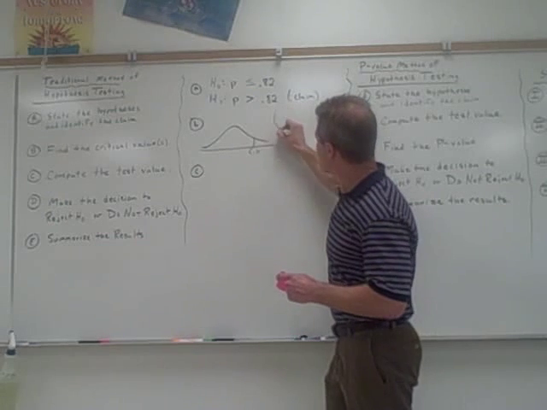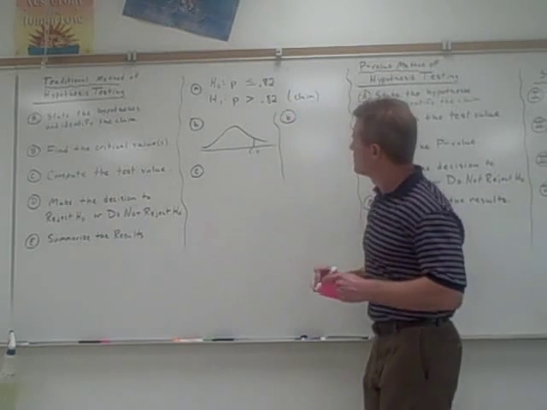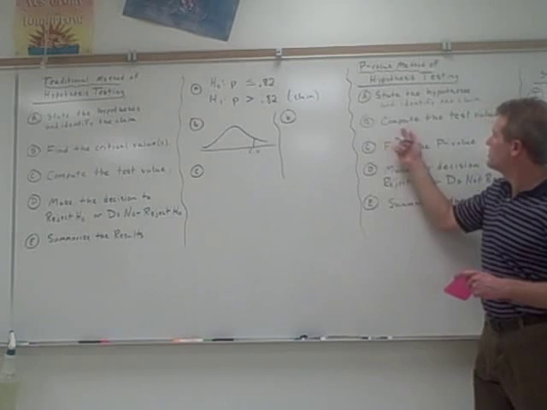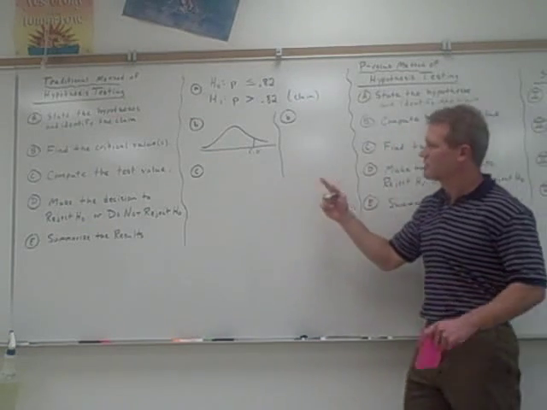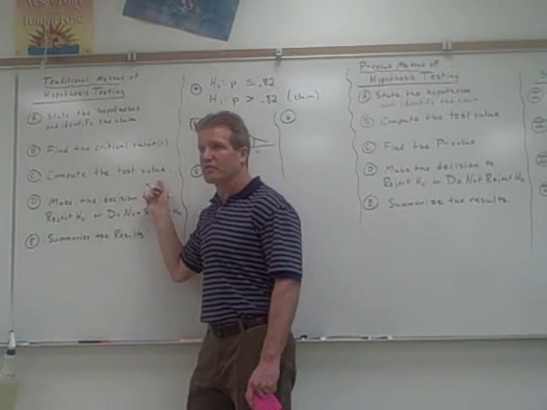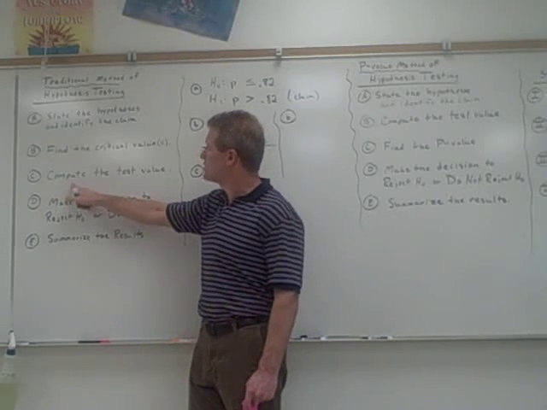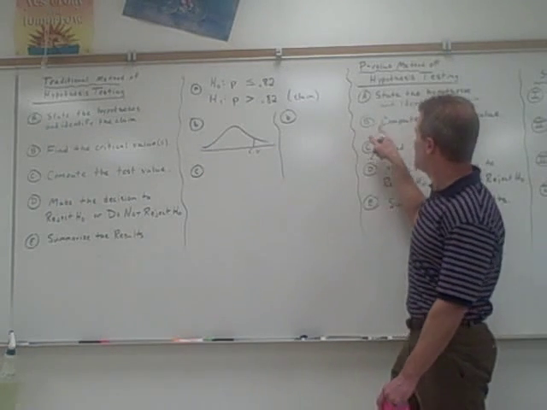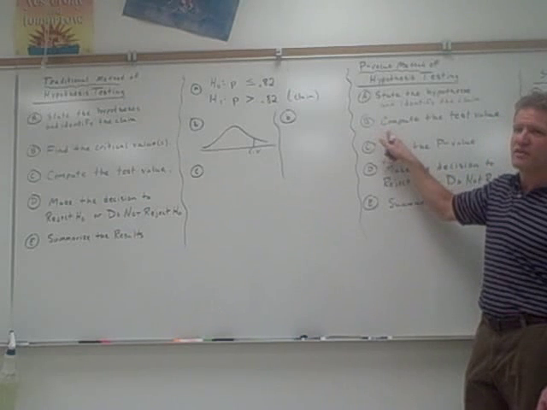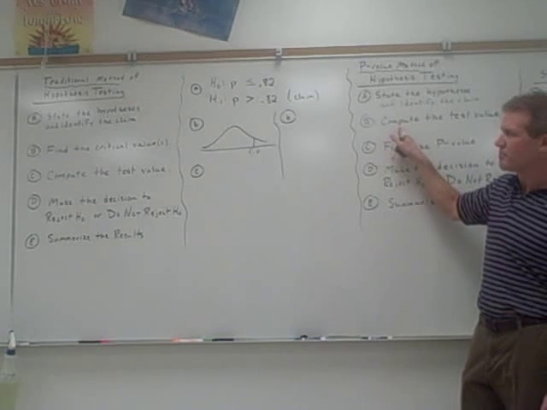Oh, let's go over here. Look at step B over here: compute the test value. Look at step C over here: compute the test value. So step C in the traditional method is the same as step B over here. Notice we did not have to find critical values when we did the p-value method.